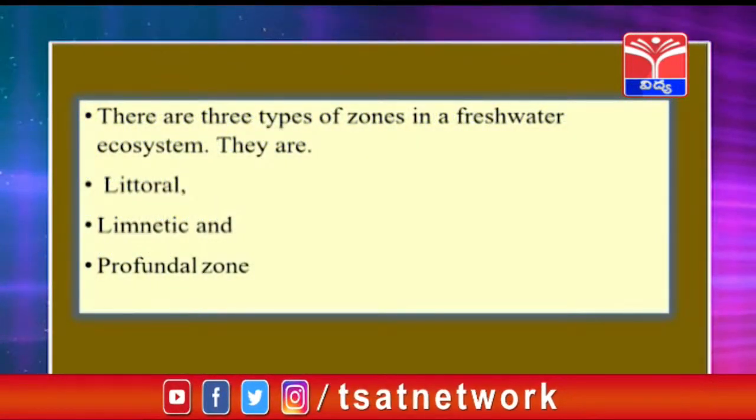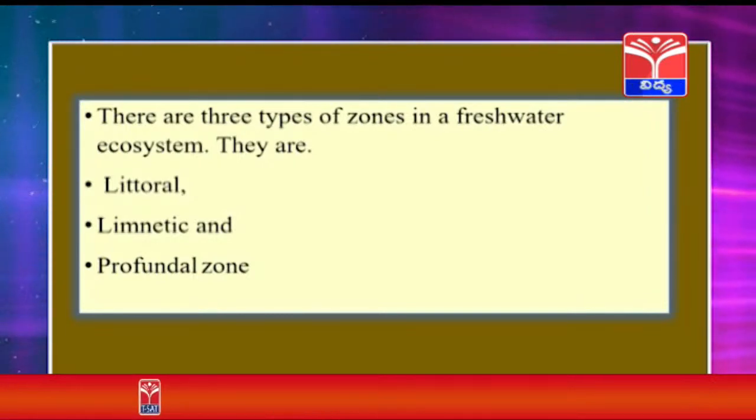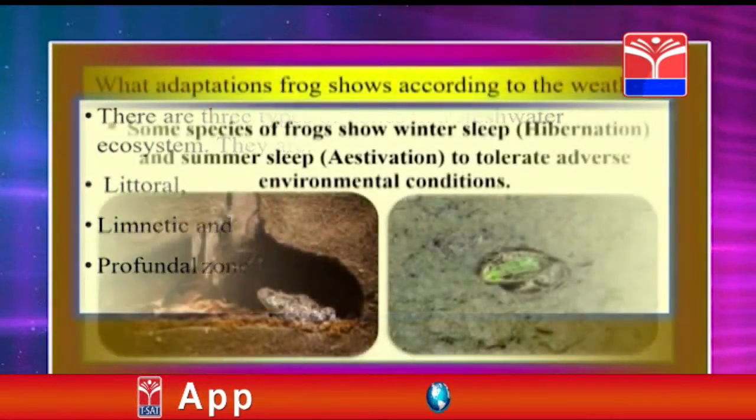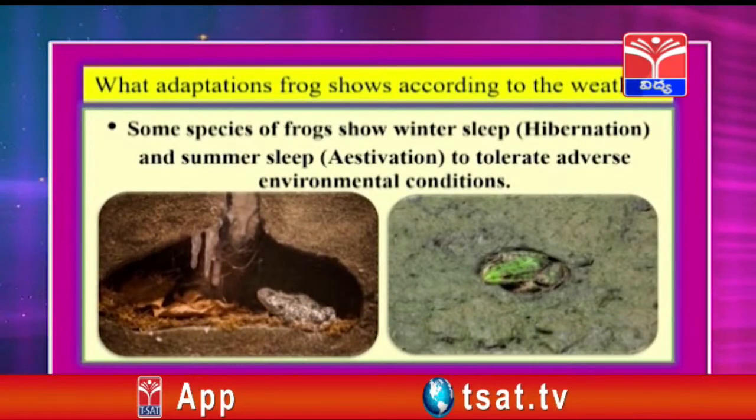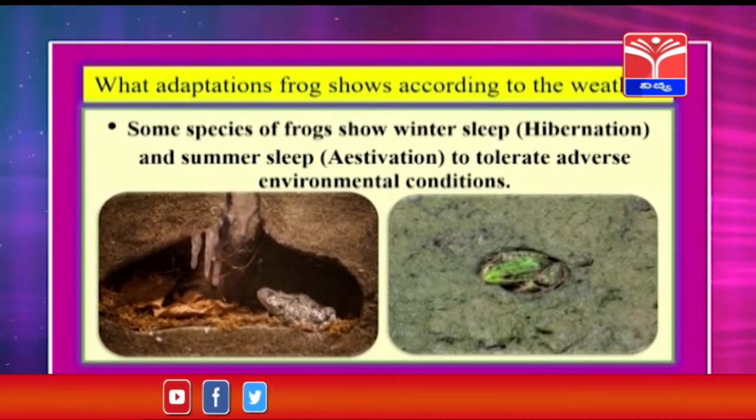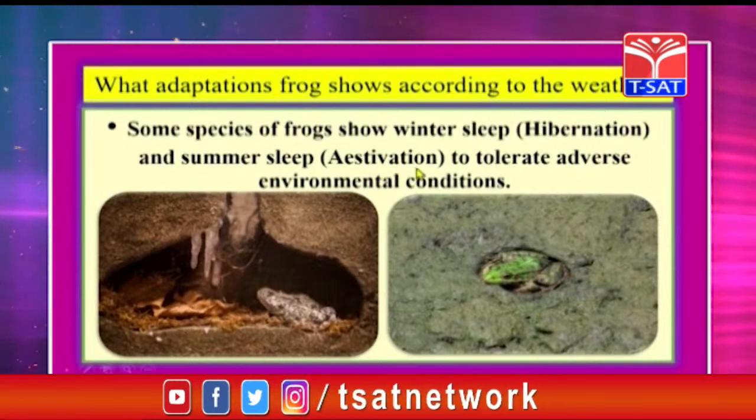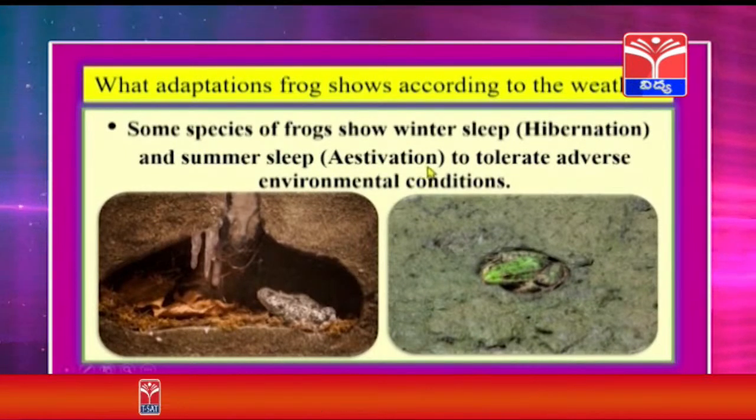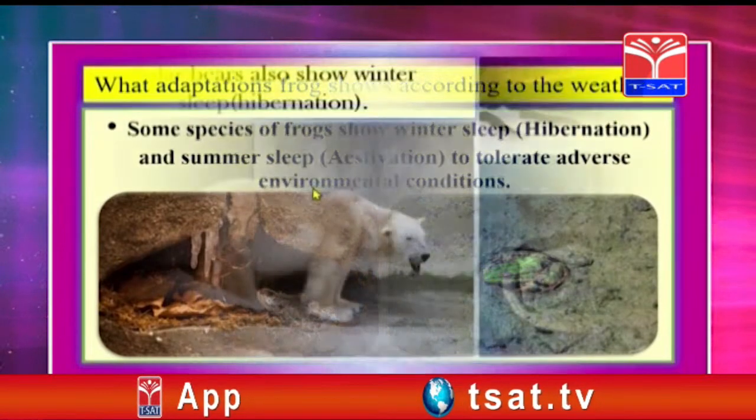There are three types of zones in a freshwater ecosystem. They are littoral, limnetic and profundal zones. What adaptations do frogs show according to the weather? Some species of frogs show winter sleep and summer sleep. Winter sleep is called hibernation, summer sleep is called estivation. This is to tolerate adverse environmental conditions.